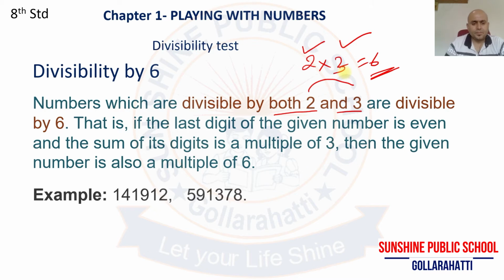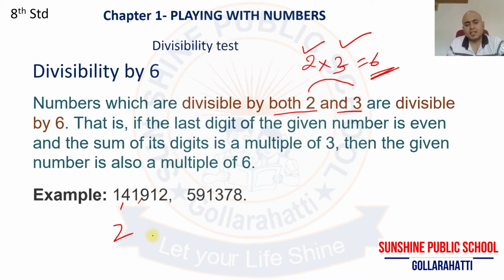Let's see an example. So example is 1,41,912. By looking at the last number 2, we can say that it is divisible by 2, because last number should be 2, 4, 6, 8 or 0. If a number ends with 2, 4, 6, 8 or 0, then the full number is divisible by 2. So we can say that this number is divisible by 2.